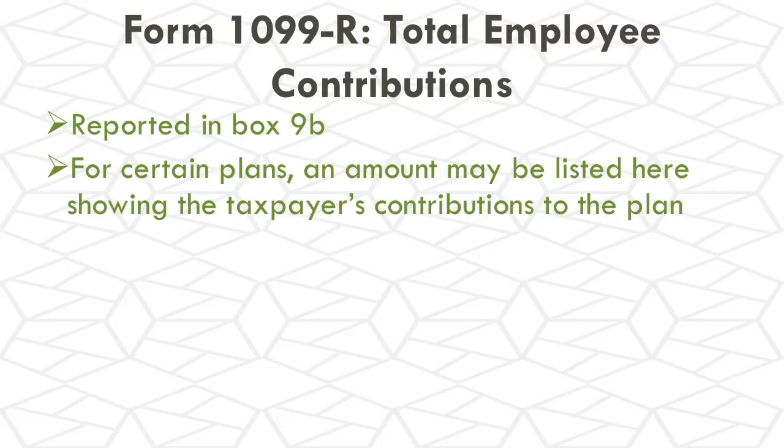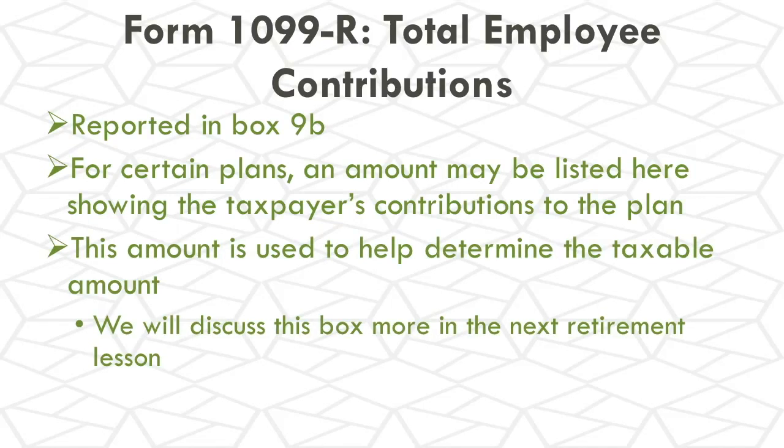The next box is total employee contributions, reported in box 9B. These are for certain plans. An amount may be listed here showing the taxpayer's contributions to that plan. We're not going to concern ourselves with this at this point, but just know that this amount is used to help determine the taxable amount if box 2A is blank.